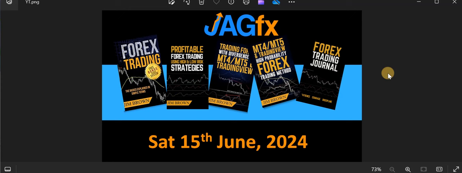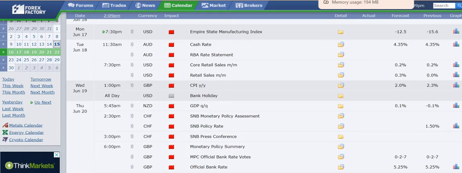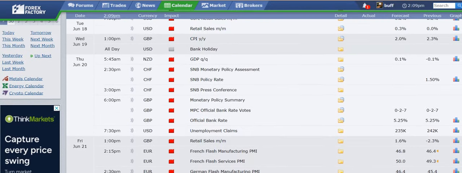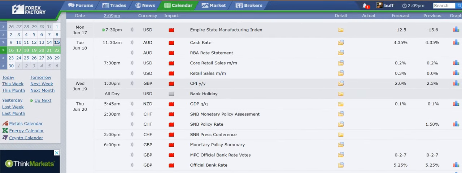All right, first up, let's have a look at the news for the week ahead. So we've got the free Forex Factory economic calendar. All right, so Monday the 17th is next week. I'm only interested in high impact news events, so you'll only see red or grey, which normally means holidays. There's a fair bit happening this week, so let's get into it.